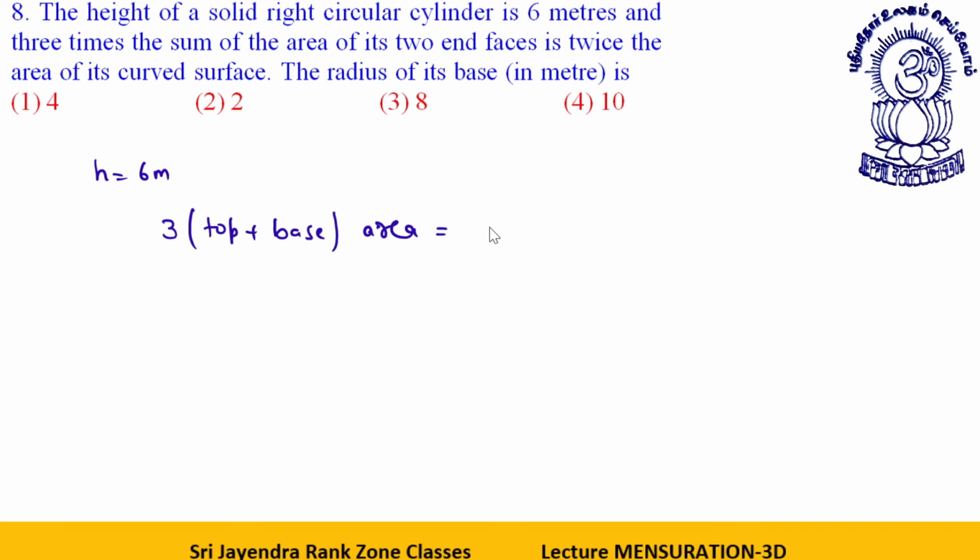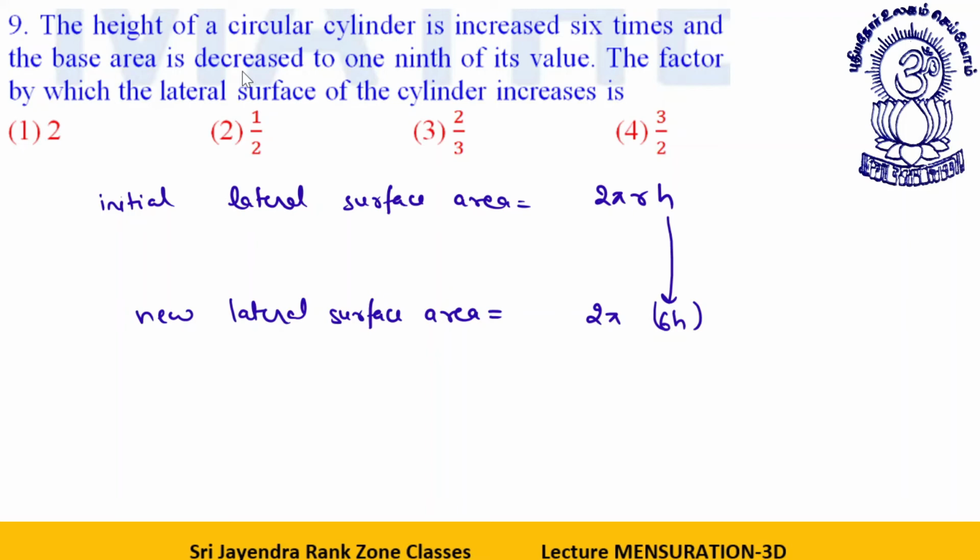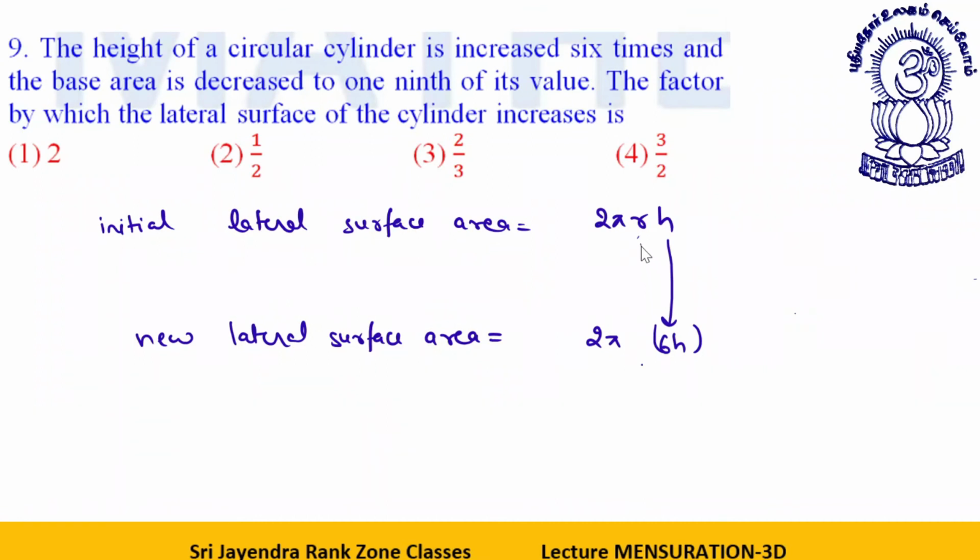Now, what is the new surface area? New lateral surface area is 2 into pi. The height of the circular cylinder is increased 6 times. See, height is made how much? And the base area is decreased to 1/9. Now this r becomes how much? This r becomes r by 3. How can we prove it?